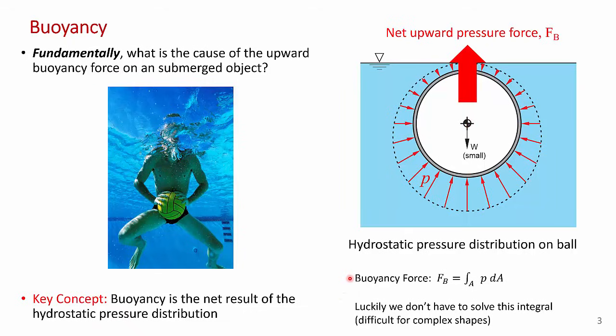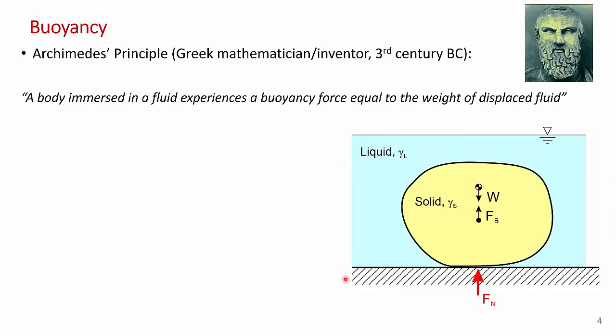So in theory, you could calculate, and in practice too, sometimes you can calculate the buoyancy force by just integrating that hydrostatic pressure distribution over the surface area of the object. And that would be relatively easy to do for a cylinder or a sphere. But if you had a complicated shape, that could be tricky. So luckily, we don't have to solve this integral, which could be difficult for complex shapes. There's actually kind of a shorthand solution, and that's called Archimedes Principle.